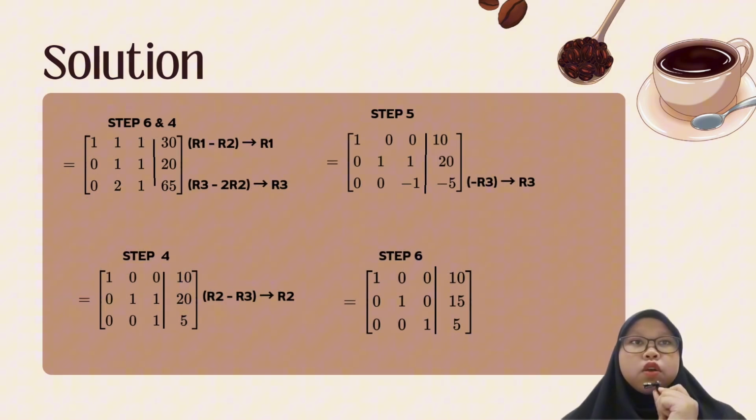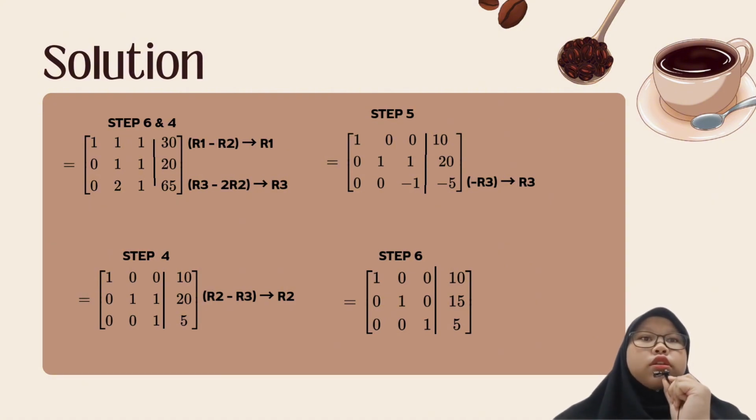After that, we use two operations. First, row 1 minus row 2 to get the new row 1. Second is row 3 minus 2 row 2 to get the new row 3. So it will clean the 0 above and under the leading one in column 2. After that, we use the operation minus row 3 to get the new row 3, to get the new leading one for column 3.